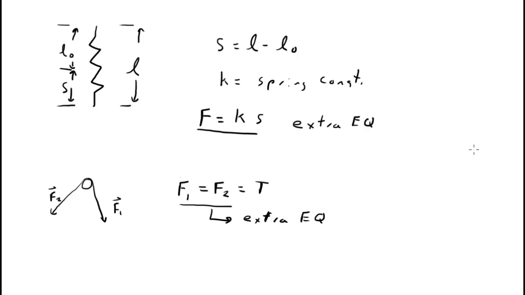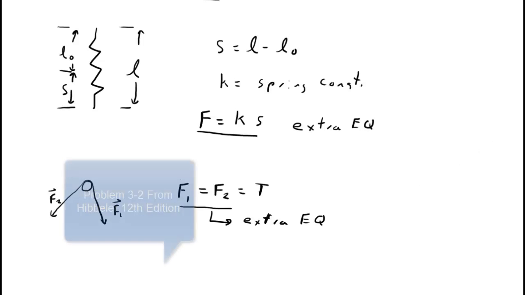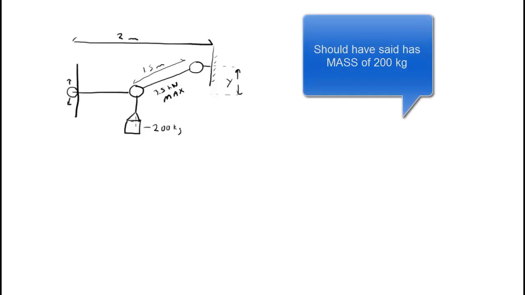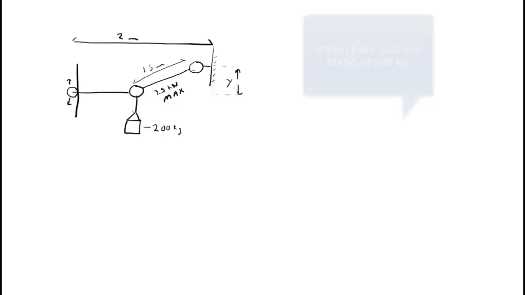So let's put this into practice by looking at an example. We have the case here where we have a ring with 3 ropes attached to it. One of those ropes goes down to a crate that weighs 200 kilograms. One of those ropes goes over to another ring that's directly attached to the wall. And another of those ropes goes over to this device, which is really the center of a roller that can roll up and down on this wall.